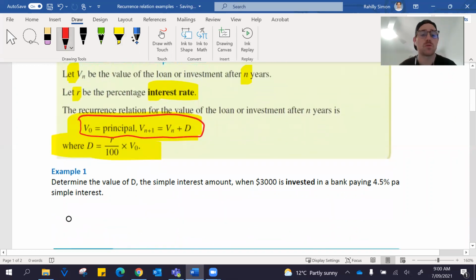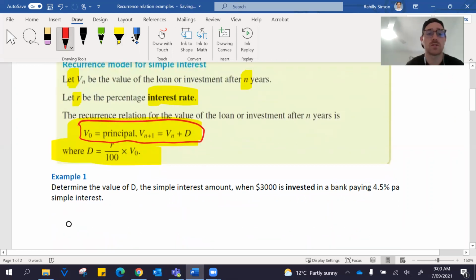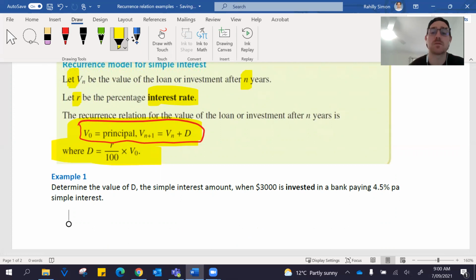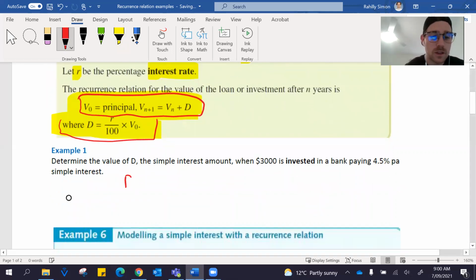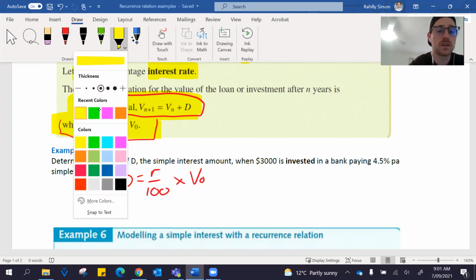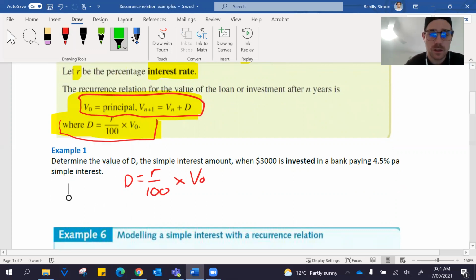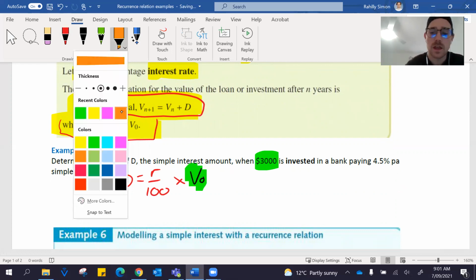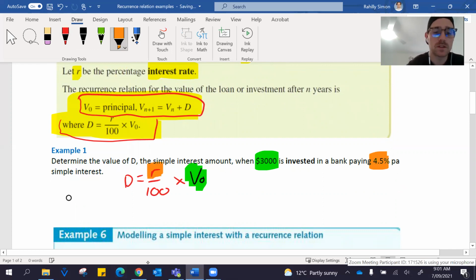Okay, so example 1: determine the value of D, the simple interest amount, when $3,000 is invested in a bank paying 4.5% per annum simple interest. Now to do that, all we need to do is put it into this formula here. D equals R over 100 times V0. All we need to do is actually substitute our values. So our 3,000 here is our V0 and our 4.5 is our rate.